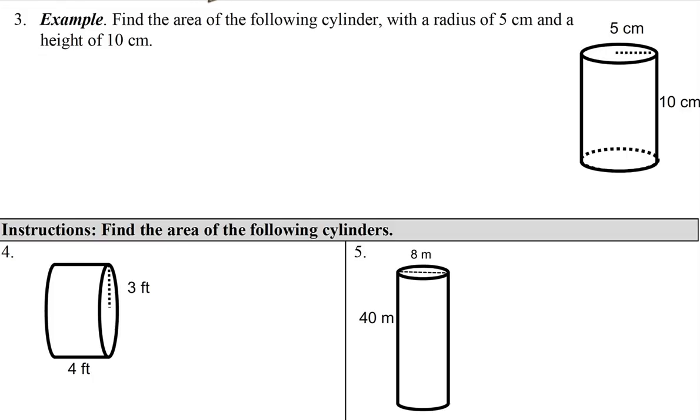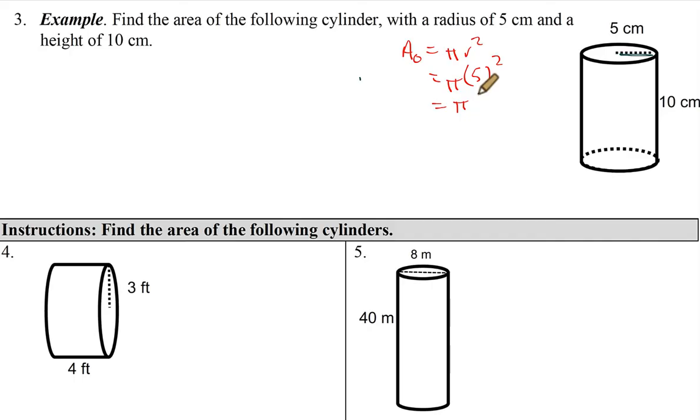Here's our example. Find the area of the following cylinder with a radius of 5. So remember, radius is this distance, okay, and a height of 10 centimeters. So first let's just find the area of each piece here. Let's find the area of the top. The area of the circle equals pi r squared. We know that. So pi times 5 squared, that is 25. You got to do exponents first, remember? So that is 25 times pi.